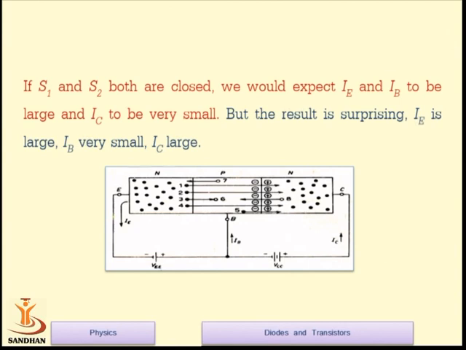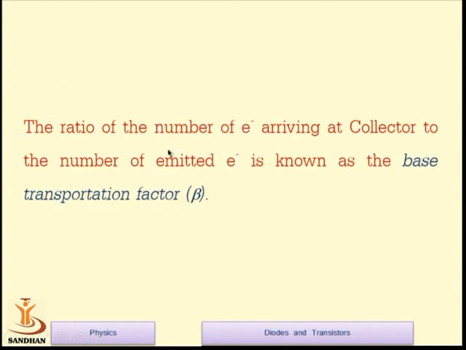And the last condition is where we are pressing both the switches, S1 and S2. So the circuit is now working. We would expect that as we press both the switches S1 and S2, we get IE, IB, and IC. By the way, the result is surprising here: IE is very large, IB is very small, and IC is large. So this is the basic structure of the transistor working.